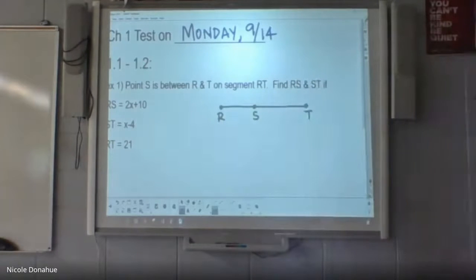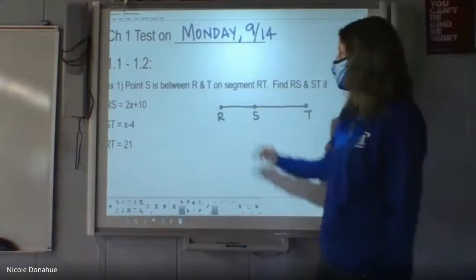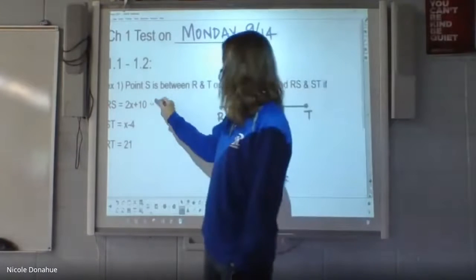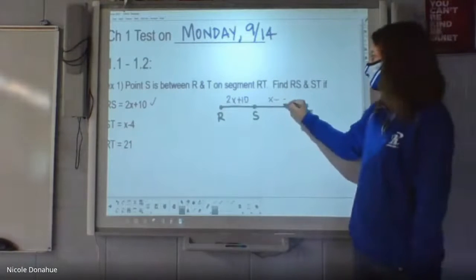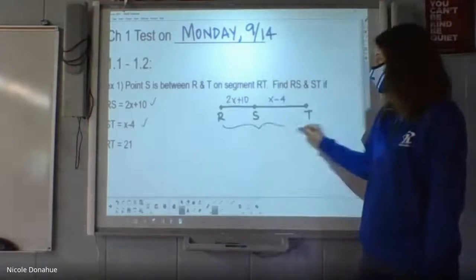Now if you're like, ooh, I didn't put my S right there, that's okay. It'll be all right. I'll label what I know. RS is 2x plus 10. ST is x minus 4. RT is this whole thing that's 21.